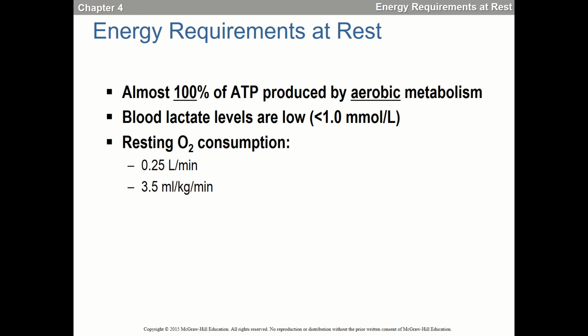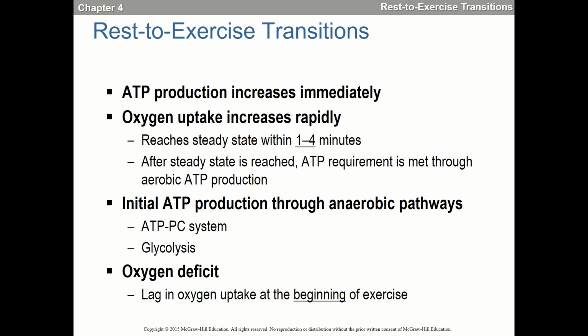I'm not going to make you memorize that one because that's more dependent on body weight or body size. But at rest, it's assumed that we're getting all of our ATP from the aerobic system, and in that aerobic system, our blood lactate levels are low, typically around 1 millimole or below, and our oxygen consumption is 3.5. So I would know that. I think that's all I really wanted y'all to know about that.